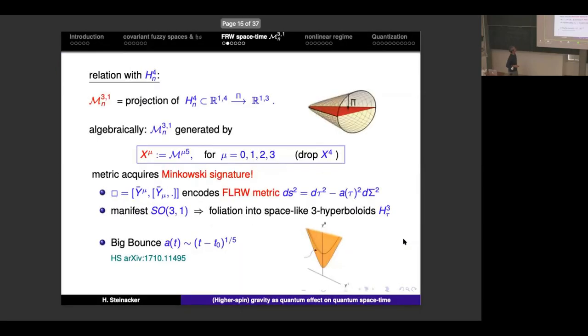It's actually easy to understand because geometrically, what I've done is the following. Previously the hyperboloid was generated by mu going from 0 to 4. Now I just drop one of them, and then the remaining four generators, now they are x, slightly different from the y's before. You can think of them as a projection of the original hyperboloid onto this plane. Now, because the target space has Minkowski signature, it's kind of obvious that the effective metric on this projection will be Lorentzian, and that's indeed what happens.